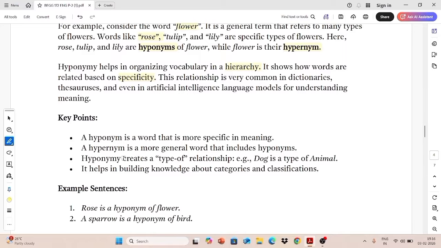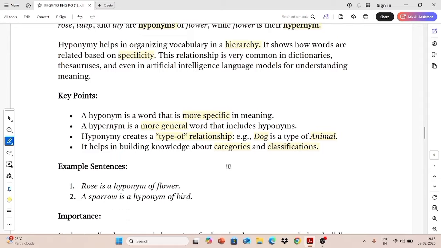So the key points that can be understood in this: a hyponym is a word that is more specific in meaning. More specific is important. This is the key word. A hypernym is more general. More general is the key word. Hyponymy creates a type of relationship. Dog is a type of animal. It helps in building knowledge about categories and classifications.